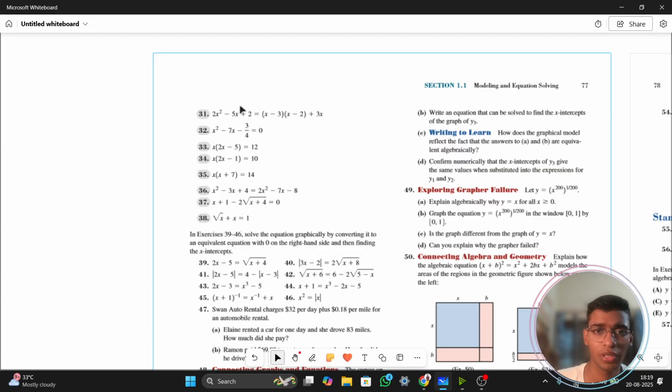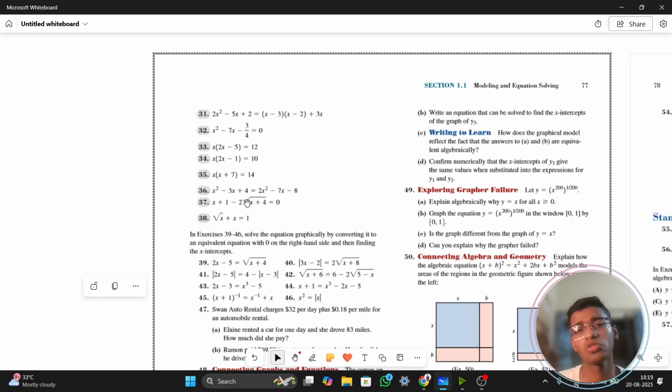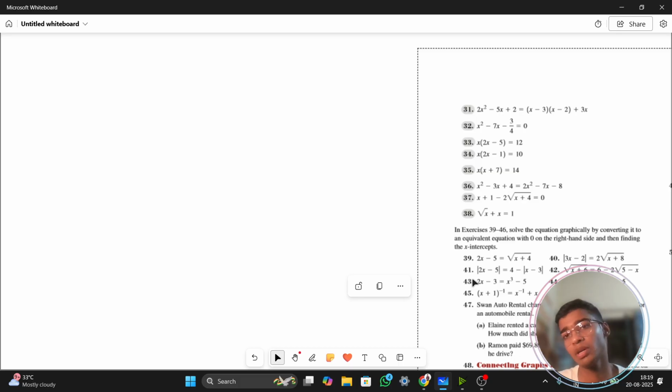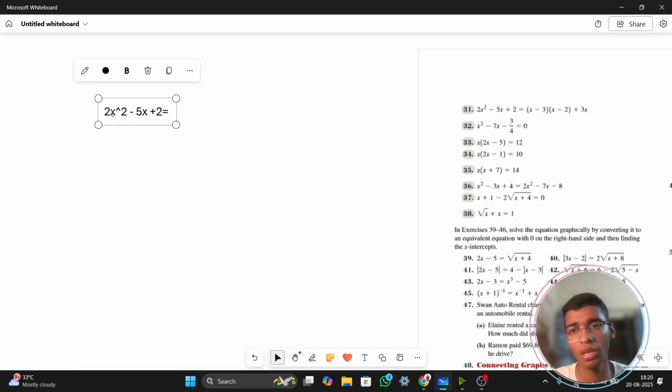Now coming on to this question, it says 2x squared minus 5x plus 2. Let's solve it and find out the ways to solve. We solve this as a quadratic equation because the highest degree you can find is 2. So let's start solving it. It says 2x squared minus 5x plus 2 is equivalent to, now if I open x minus 3 multiplied by x minus 2, I'm talking about question number 31.